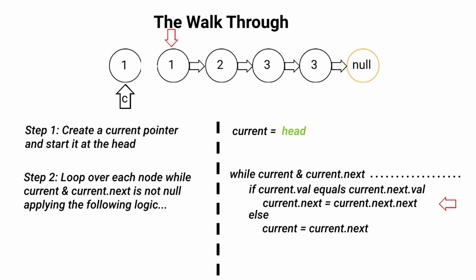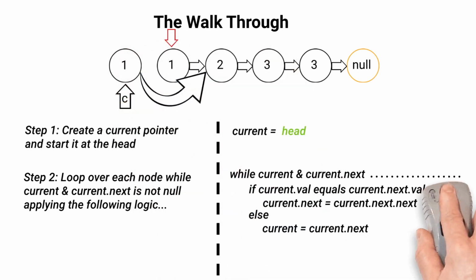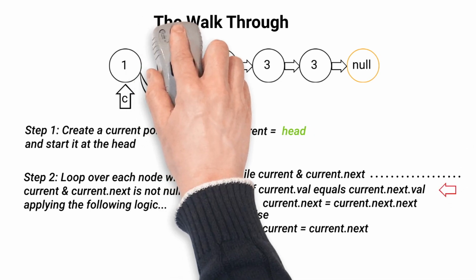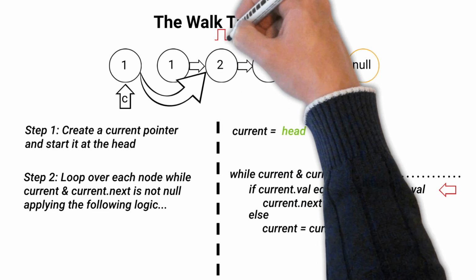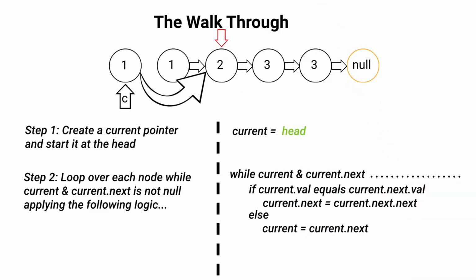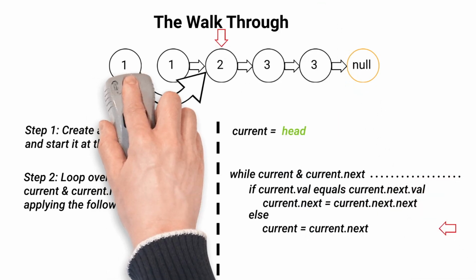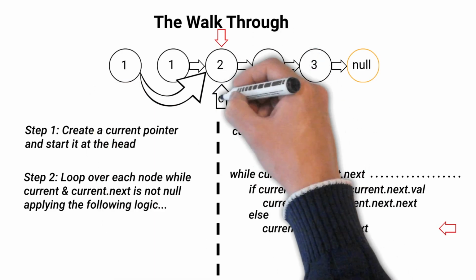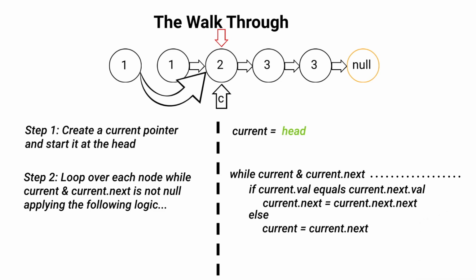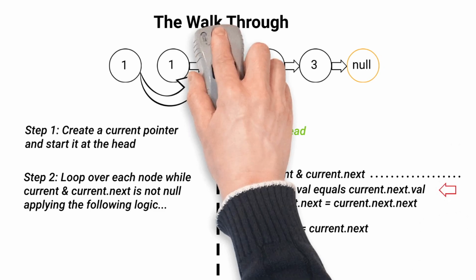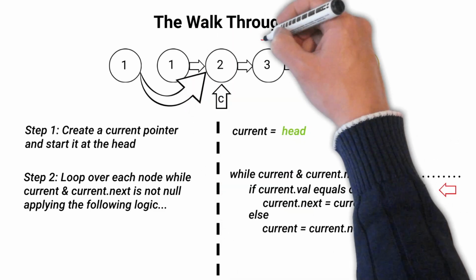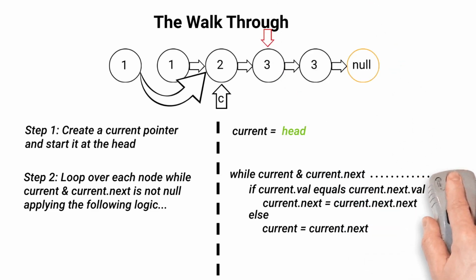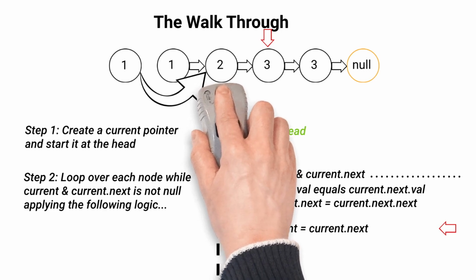So let's update this, and we'll check if current.val, which is 1, equals current.next.val, which we can see is equal to 2. They're not equal, so we'll set current equal to current.next. Then again we check if current.val, which is 2, equals current.next.val, which we can see is 3, so that's not true. We set current equal to current.next, so we'll update the current pointer, pointing at 3.